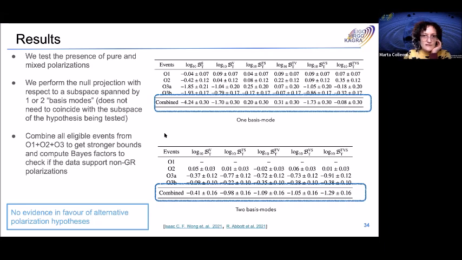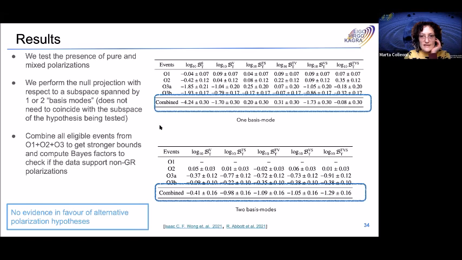So it's a constrained subspace, in a sense, and we can leverage the fact that we are working with a lower dimensional projection operator to use also all events, even two-detector events only. We combine all eligible events from O1, O2, O3 to get stronger bounds and compute log10 Bayes factors, comparing different polarization hypotheses. So pure polarization hypotheses that are not tensorial, like scalar or vector, against tensorial, and the same thing for various types of mixed hypotheses.